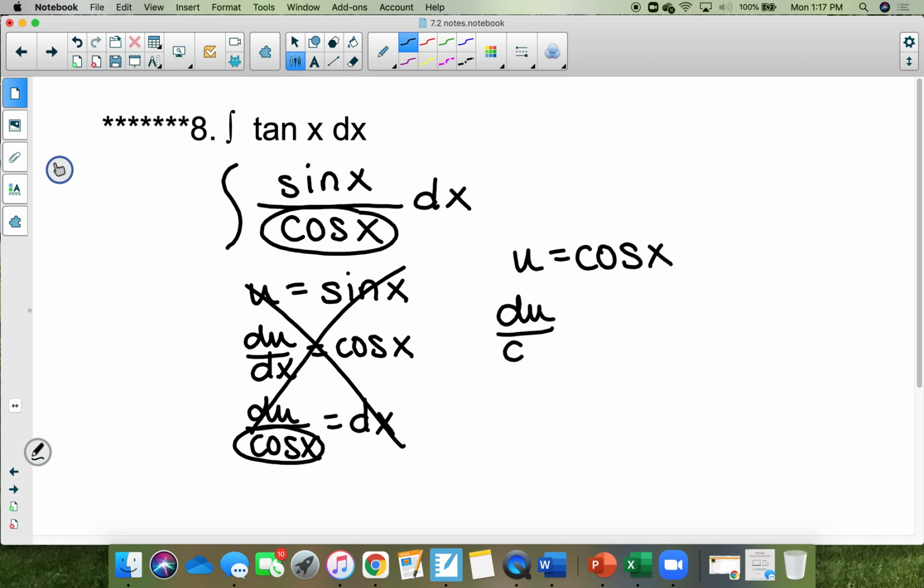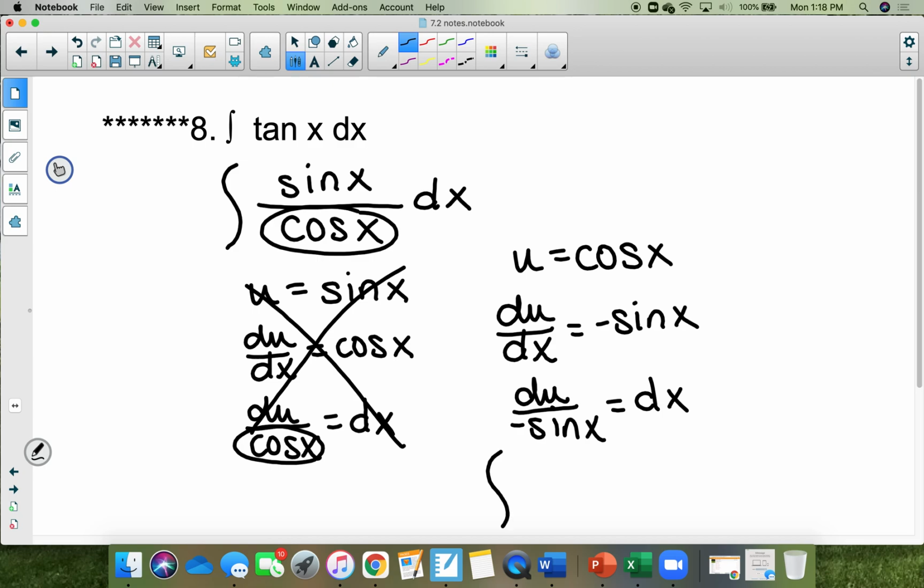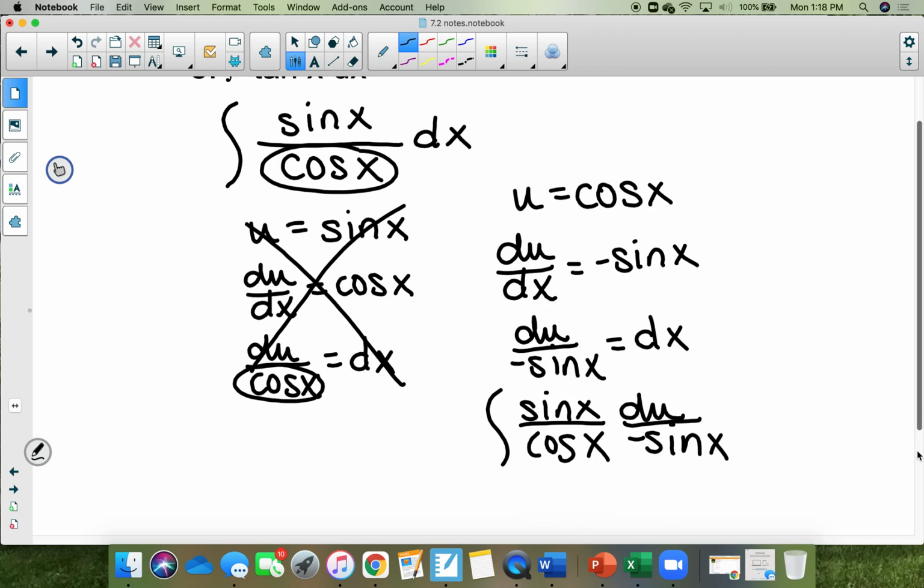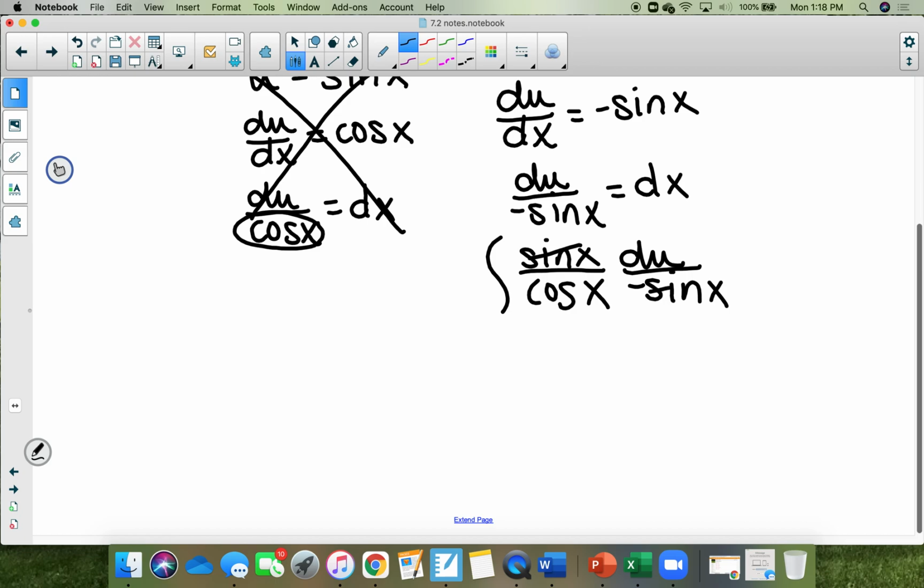du dx. The derivative of cosine is a negative sine of x. du divided by negative sine of x is equal to dx. Okay, let's see what happens here now. You make the squiggle, the sine of x over the cosine of x. Replace the dx with du over a negative sine of x. Sine of x cancels each other out. You're left with 1 over the cosine of x, or 1 over u du, sorry.